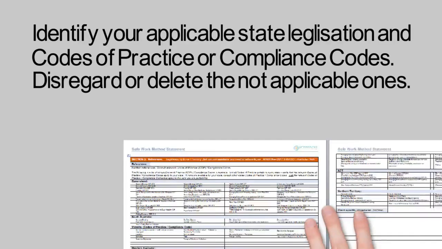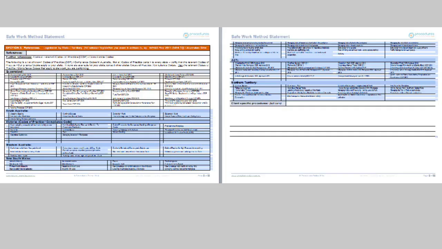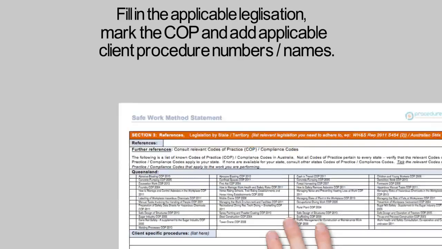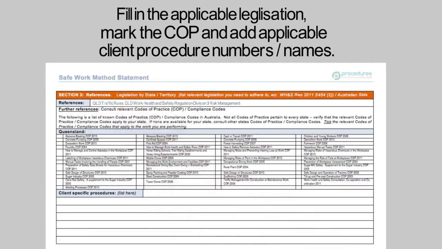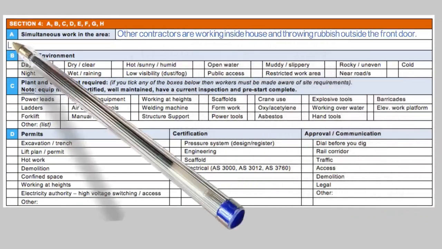Identify what codes of compliance and which state you comply with, and if you wish, you can just delete the rest. This one is for Queensland. Add references, which applicable COP, any client procedures, any simultaneous works. Again, just filling in the gaps as you go through it.